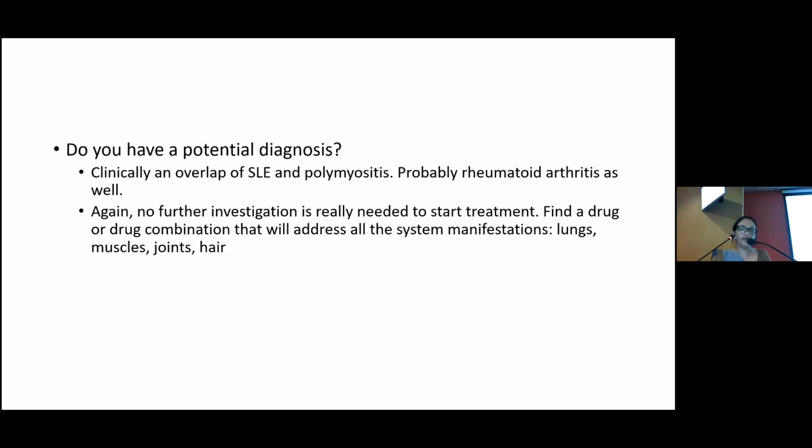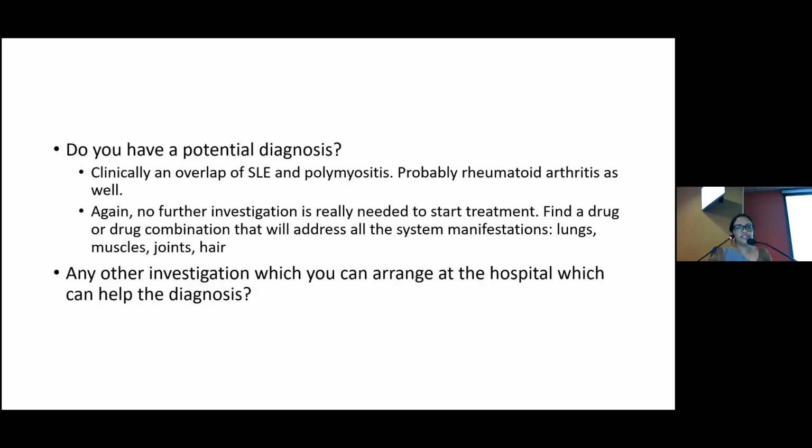Now, for example, mycophenolate notoriously does not work for joints, so it does not come here as a treatment option. Methotrexate will be a good option. Actually, she was on that, but could never escalate to a proper drug dose because her ALT and AST started going up.